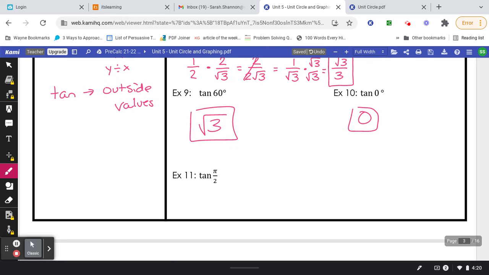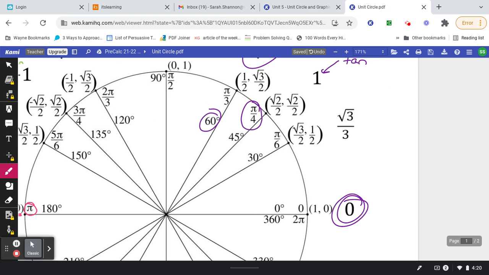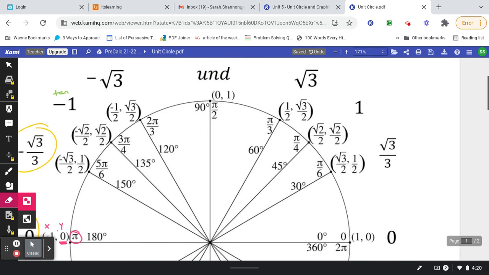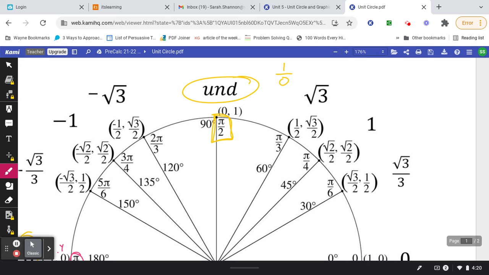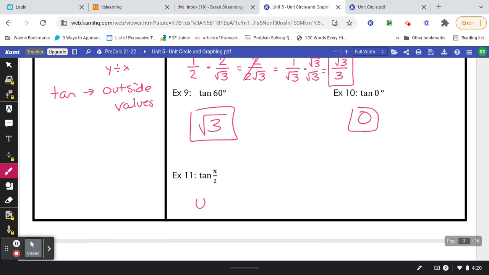And then for problem number 11, tangent of pi/2. Let's take a look at pi/2. Way up here at the top. And that's our tangent value, UND. UND stands for undefined. And the reason that happens, if you think about the y value, 1, divided by the x value, 0, you're not allowed to divide by 0 in math, and that's what creates that answer of undefined. So you can't divide by 0.